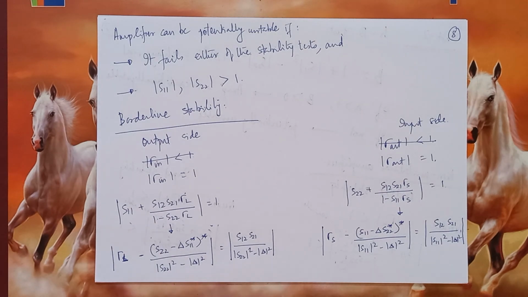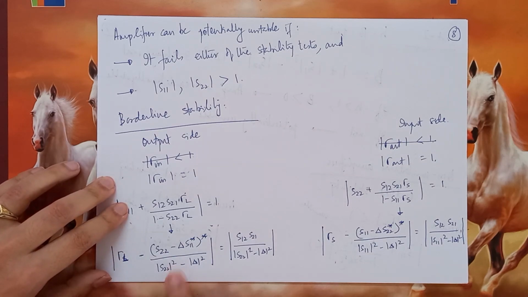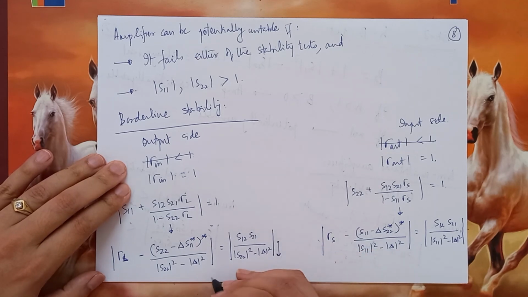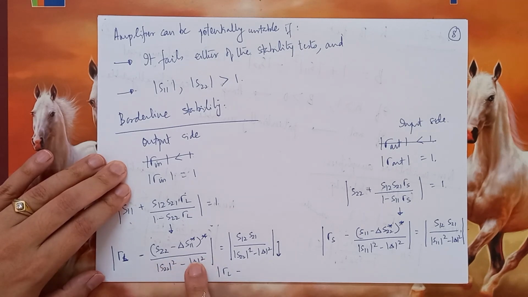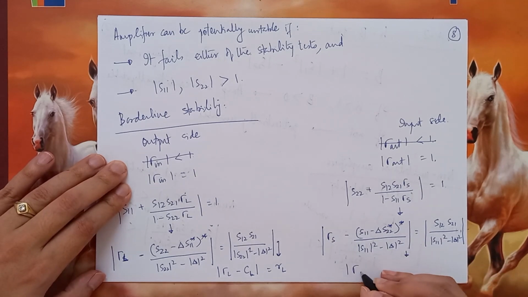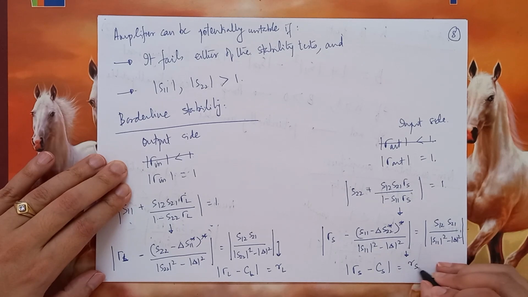So if we were to look at these in a closer format, this looks something like the following. Mod of gamma L minus some complex quantity. The denominator is real, but the numerator is complex. So let's call this CL equals a real quantity, let's call it R suffix L. Over here, mod gamma S minus, again a complex quantity, let's call it CS, equals a real quantity, we'll call it RS.